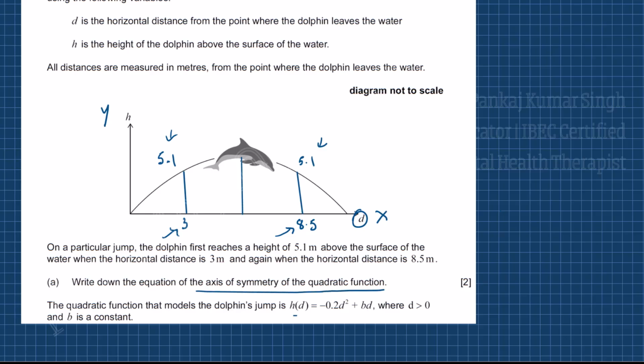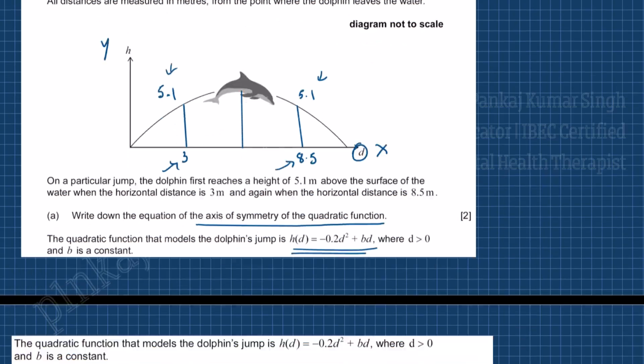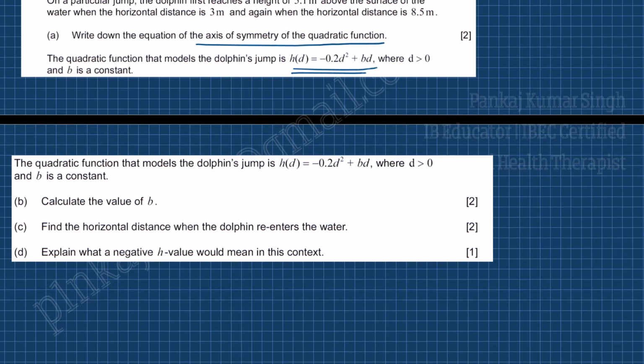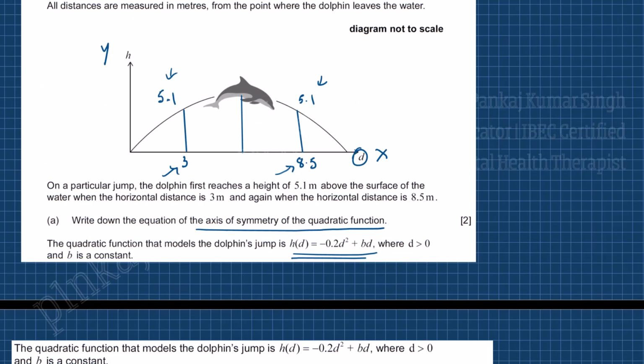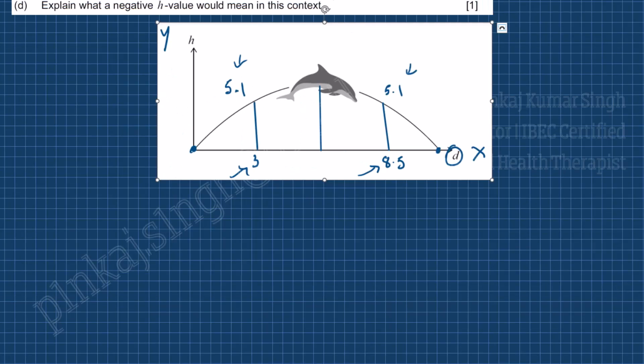And then he gives me the model itself. And further, he wants me to find a value for b, and find the horizontal distance when it re-enters the water. When it re-enters the water would basically mean that he wants us to find the root of the equation. There are multiple ways of solving this question.